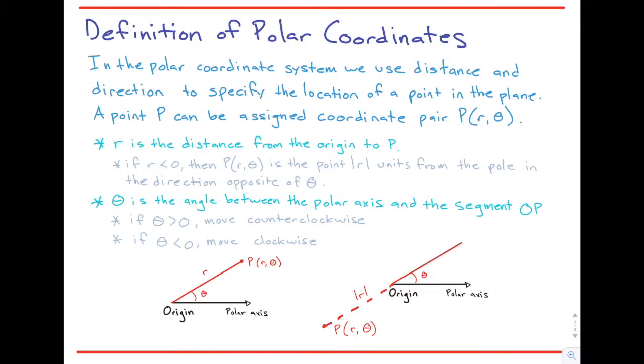And I've drawn a couple images here. On the left one, we have a positive theta and a positive r. On the right one, we have a positive theta and the length r, but then we have to go in the opposite direction, absolute value of r units, to find the actual point P for r theta with r less than 0. So now let's see how we graph a given point.